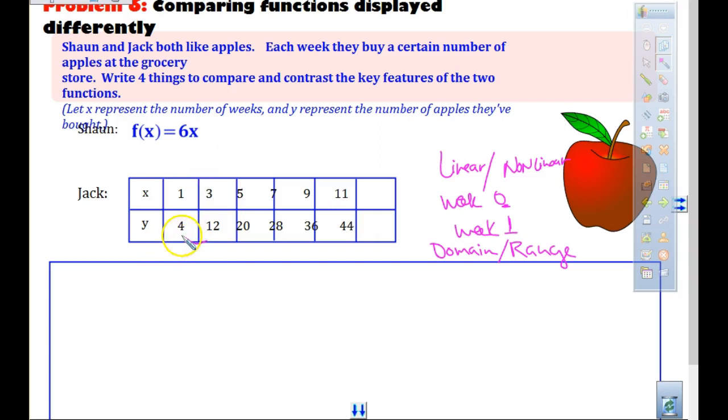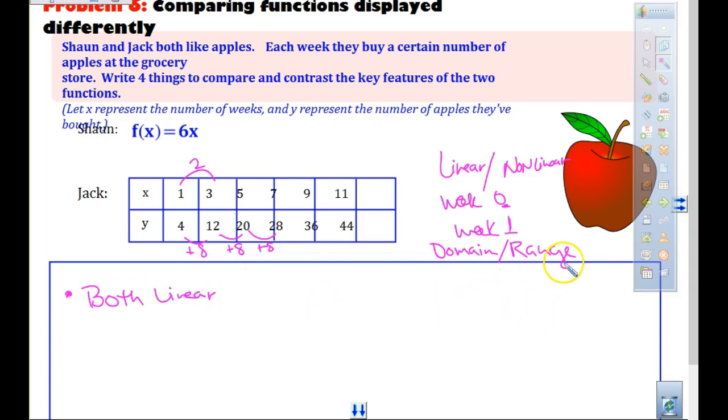So if we are looking at this one, this does look linear, right, Sean's. How about this one? From 4 to 12, what are we adding? 8. And here I'm adding 8. Am I actually adding 8 a week? No. I'm adding 8 every 2 weeks, right? So if we are looking at this, different things we could say. So are they both linear or not? Yeah. Okay, so we're going to put down both are linear.